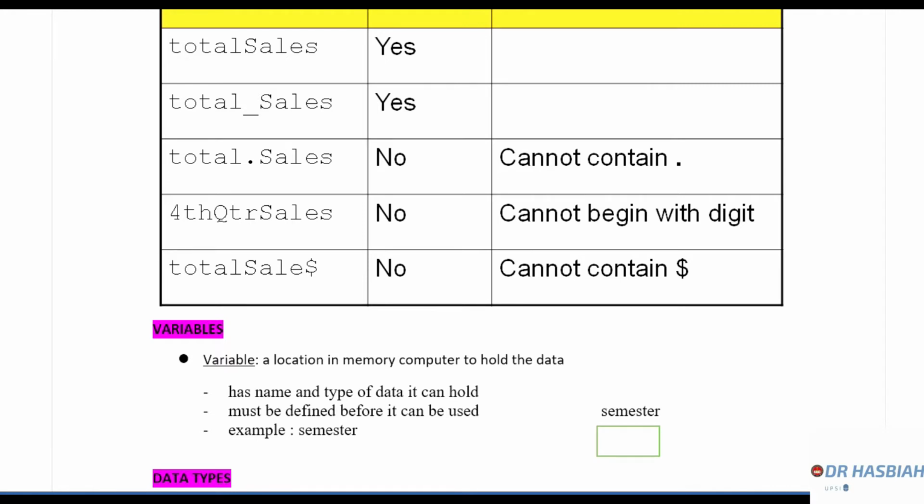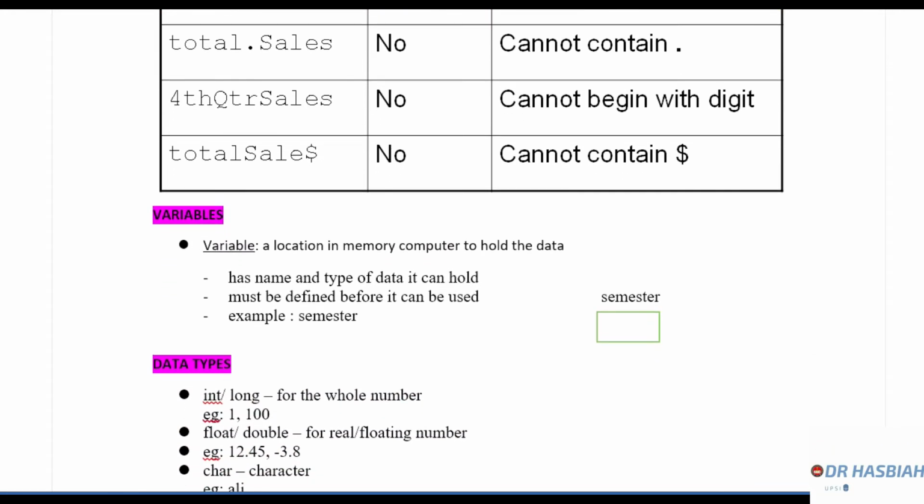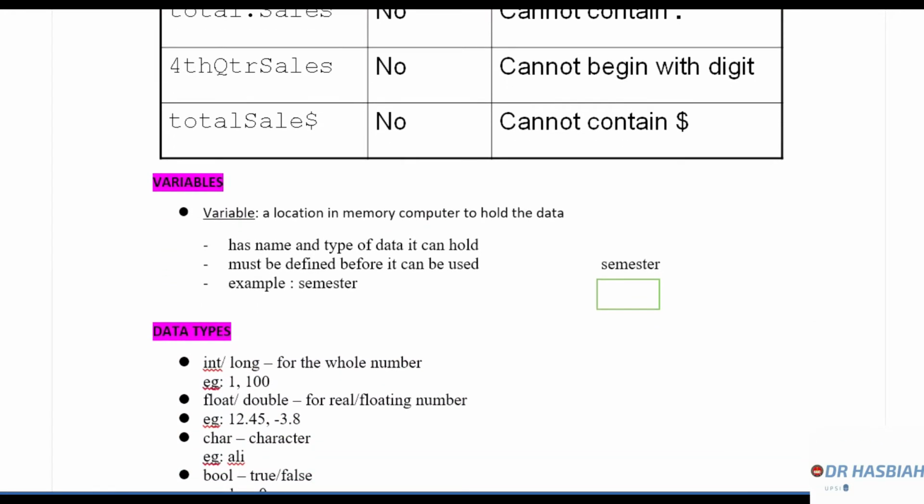Now we move to the next one, the data type. In order to write a program, we have to know the variable, we have to know the data type, then we have to see some special characters, then you know how to write the program. So now we move to the data type. We have several data types that we can use in C++.